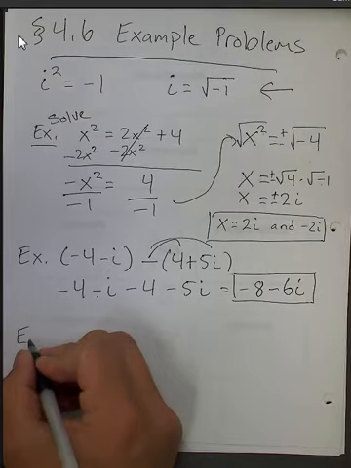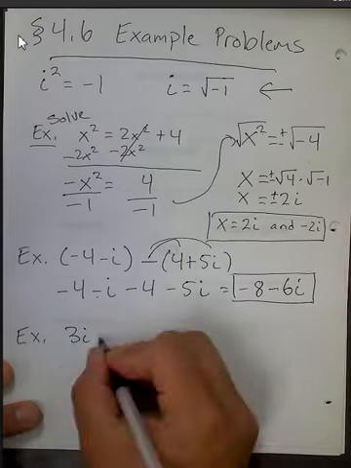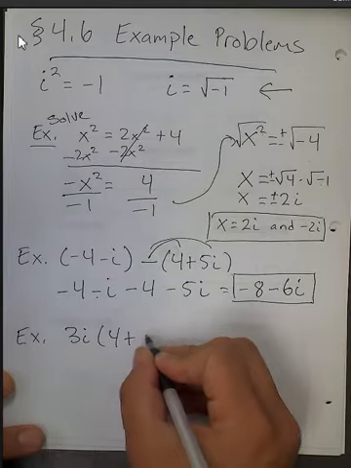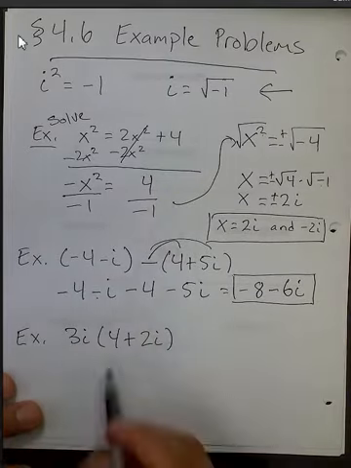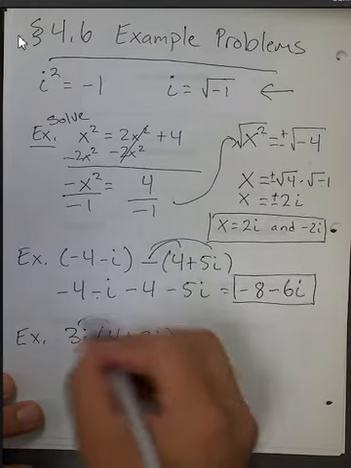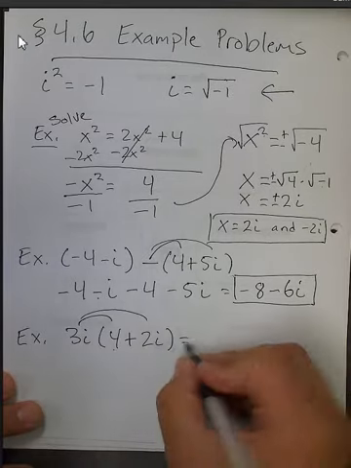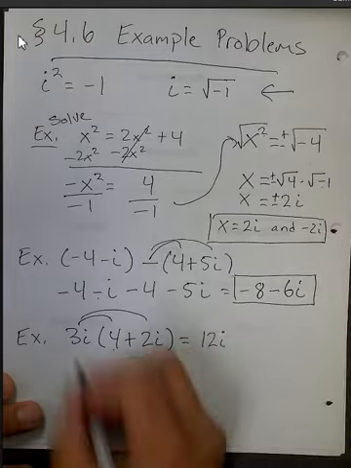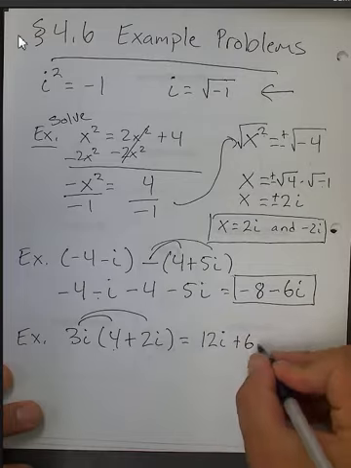Let's do another example. Let's do 3i times the quantity 4 plus 2i. Okay, pure imaginary number 3i multiplied into a complex number with a real part and an imaginary part. We just basically distribute into the quantity 4 plus 2i. 3i times 4 is 12i. 3i times 2i is plus 6i squared.